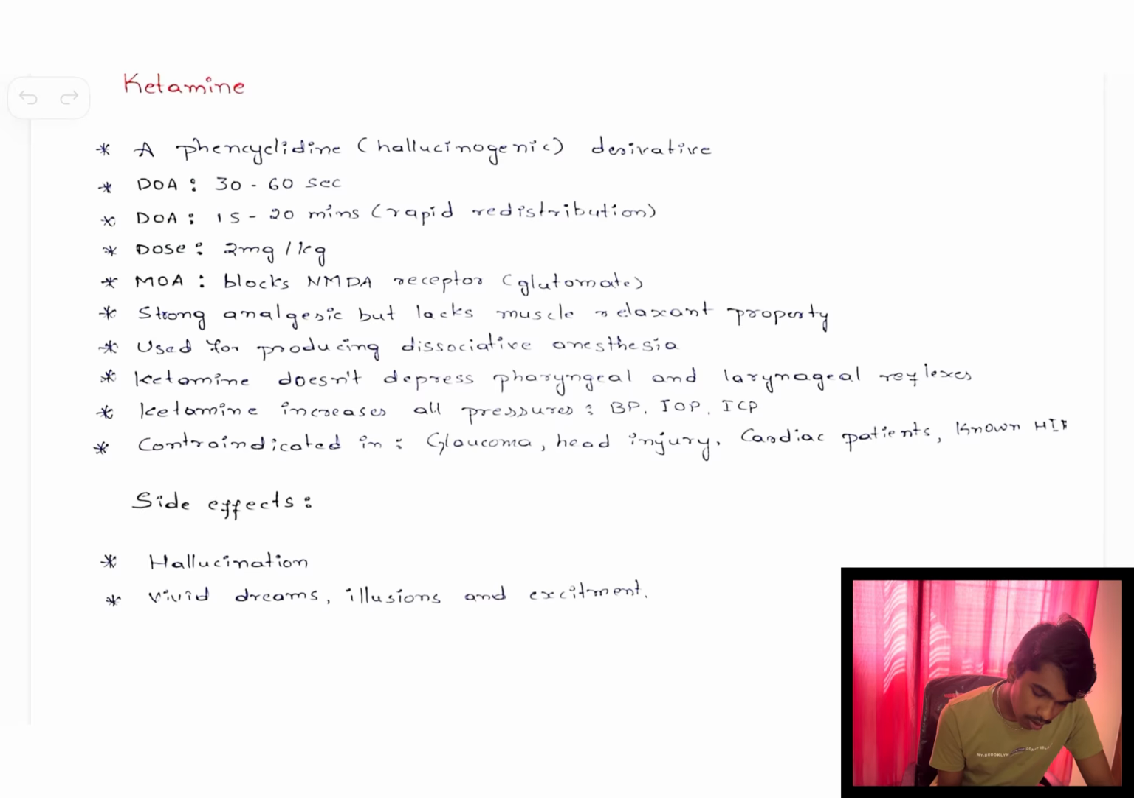Okay. So it does not depress pharyngeal and laryngeal reflexes. This is important. So we could use this ketamine dissociative anesthesia in emergency cases wherever the patient's stomach is full. It also increases all the pressures like BP, intraocular pressure and intracranial pressure. So we can give this in shock patients.